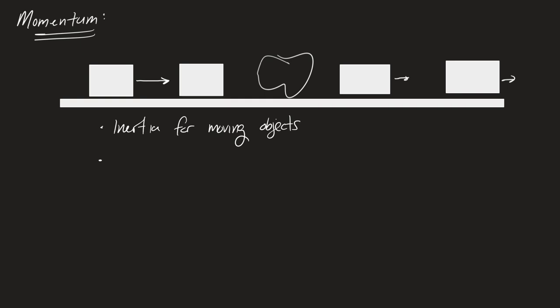It's more than just inertia. It's inertia through movement. That's why momentum is a measure of how difficult it is to change an object's motion while it's moving.